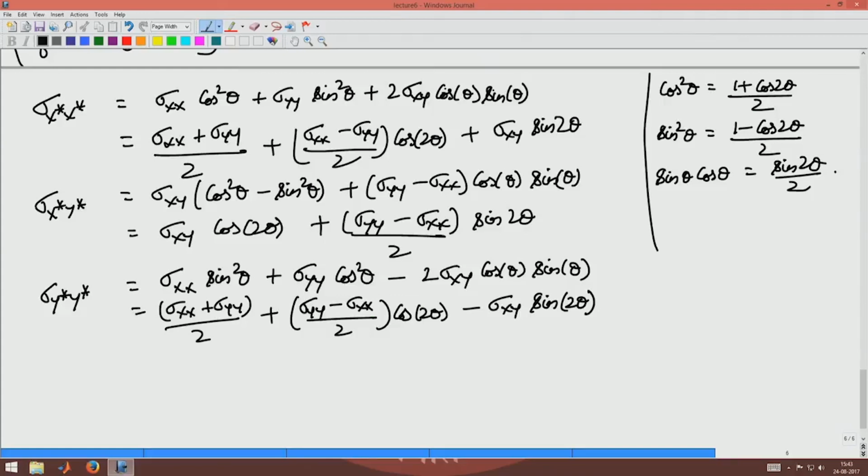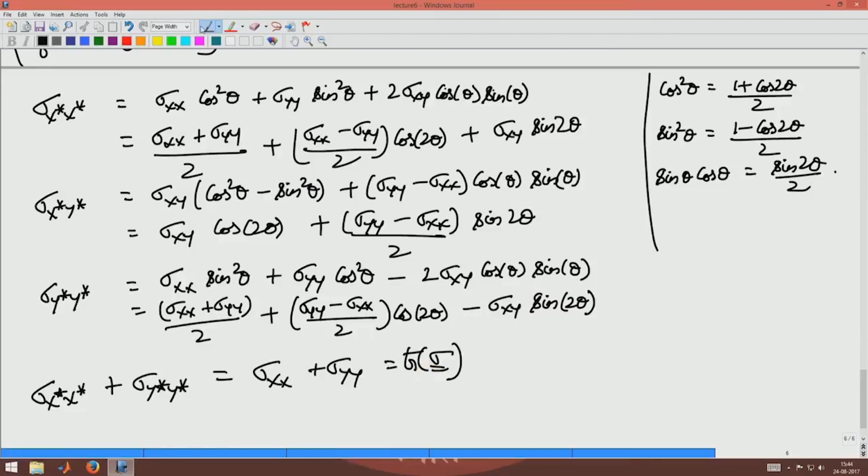Now, before moving further, we want to observe a few things. We can observe that sigma x star plus sigma y star is equal to sigma xx plus sigma yy, that is the trace of sigma. This is straightforward to see. Here the cos 2 theta terms have a negative sign, this is sigma xx minus sigma yy, here it is sigma yy minus sigma xx, so this will get cancelled. Similarly, sin 2 theta terms get cancelled and hence you have this observation.